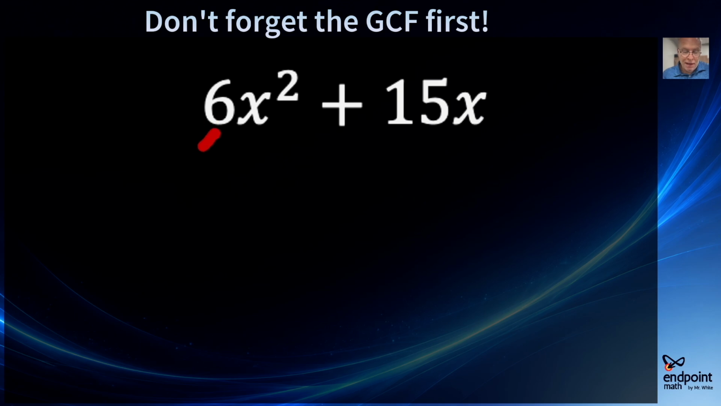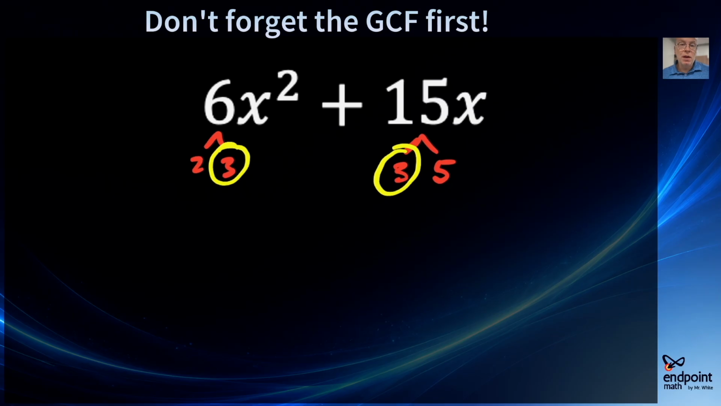So 6 is 2 times 3, right? And 15 is 3 times 5. So does that have a common factor of some sort? Sure, they're both divisible by 3. That's the biggest number that goes into both of them. So we call that the greatest common factor, or GCF for short. So we factor that out and we write it out front.